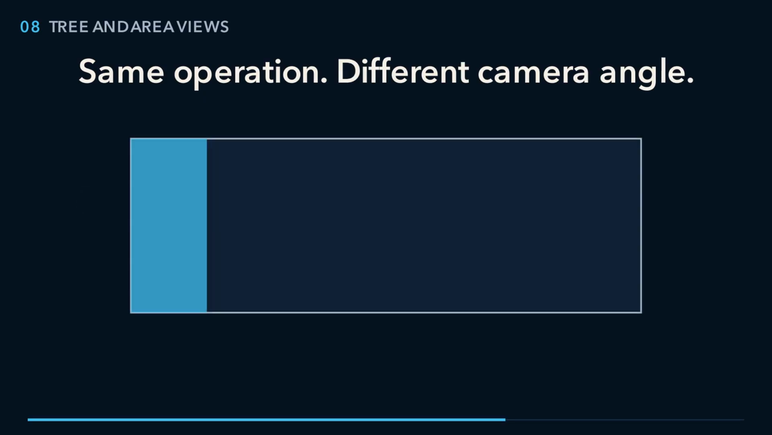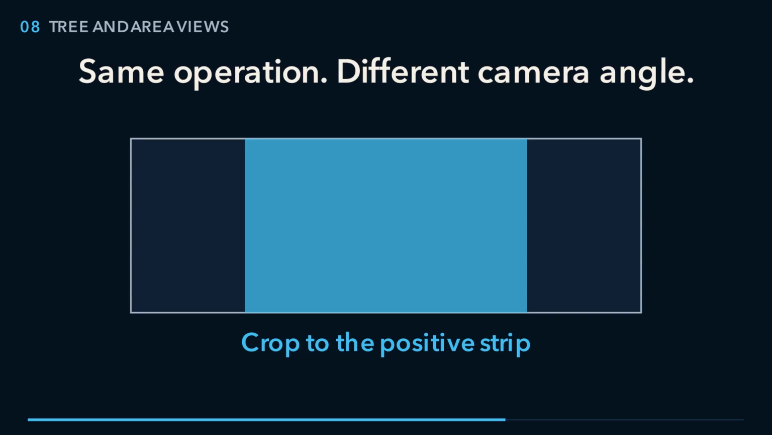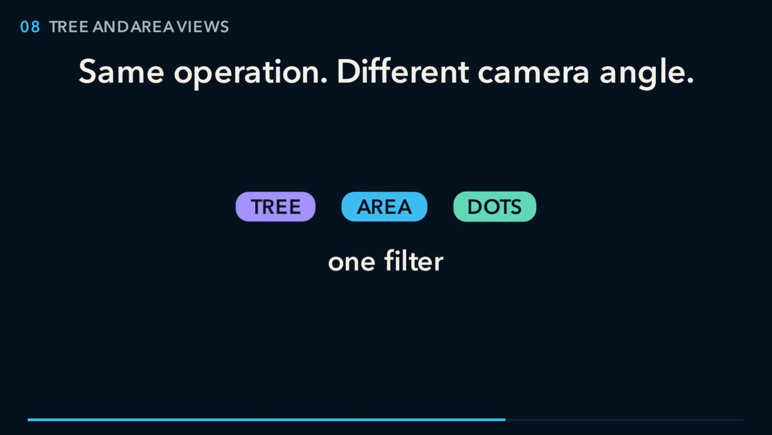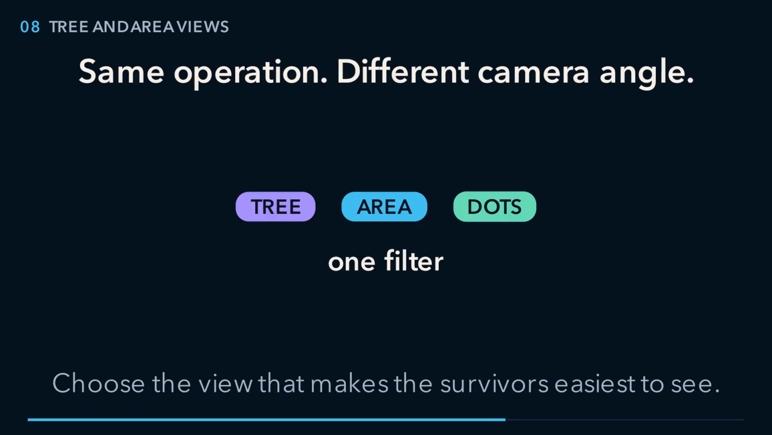An area diagram filters by cropping the canvas. Keep the positive strip, enlarge it, and ask what fraction belongs to real cases. Tree, area, and dot grid are not different rules. They are different camera angles on the same operation. Choose the view that makes the surviving group easiest to see. For beginners, actual count dots are often the clearest because every person stays visible.